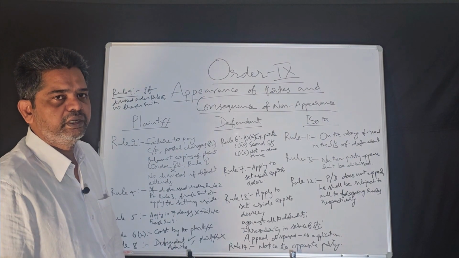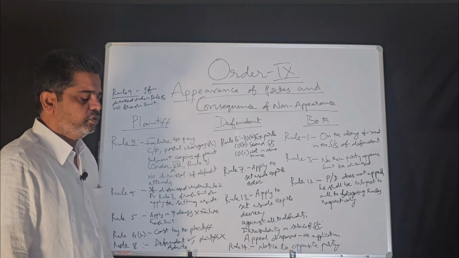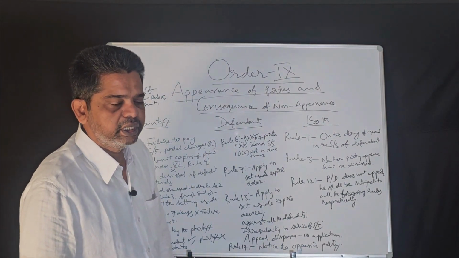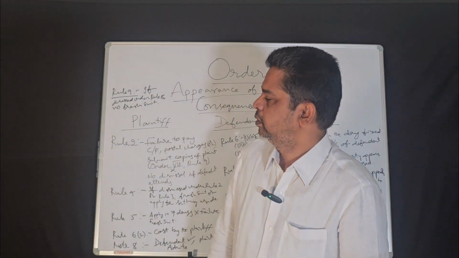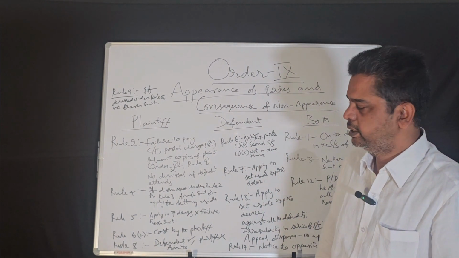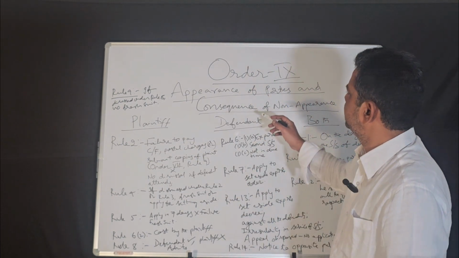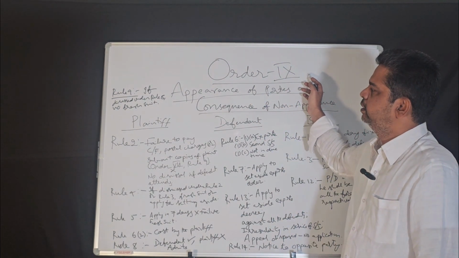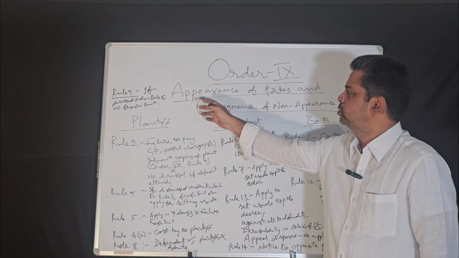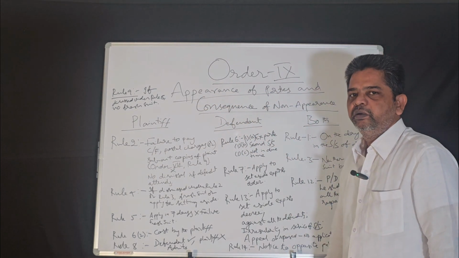Hello friends, welcome back. In the last two videos we learnt about the kinds of suits, jurisdiction of civil courts, plaints, written statements, pleadings generally, etc. Friends, now today we are going to deal with Order 9 of CPC. The heading is as follows: Appearance of parties and consequence of non-appearance.